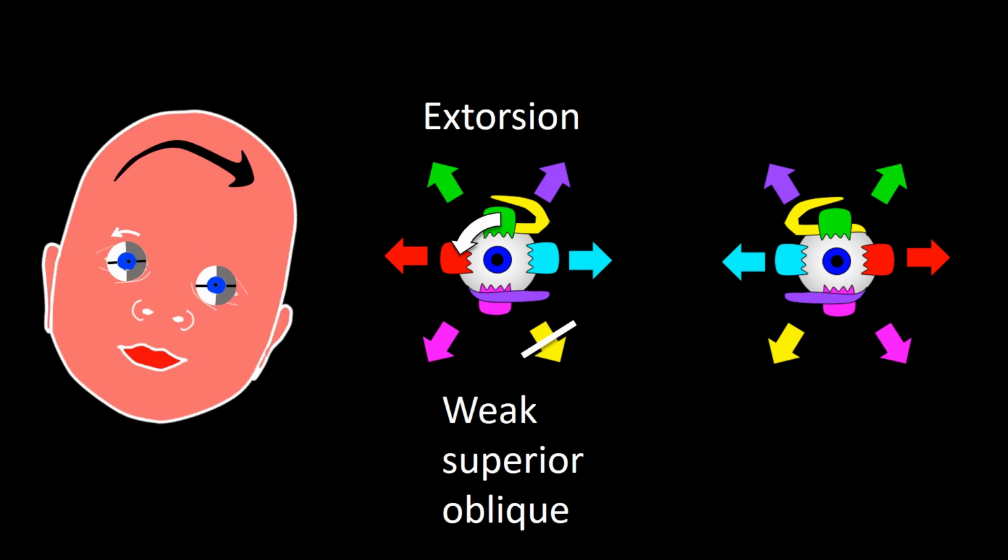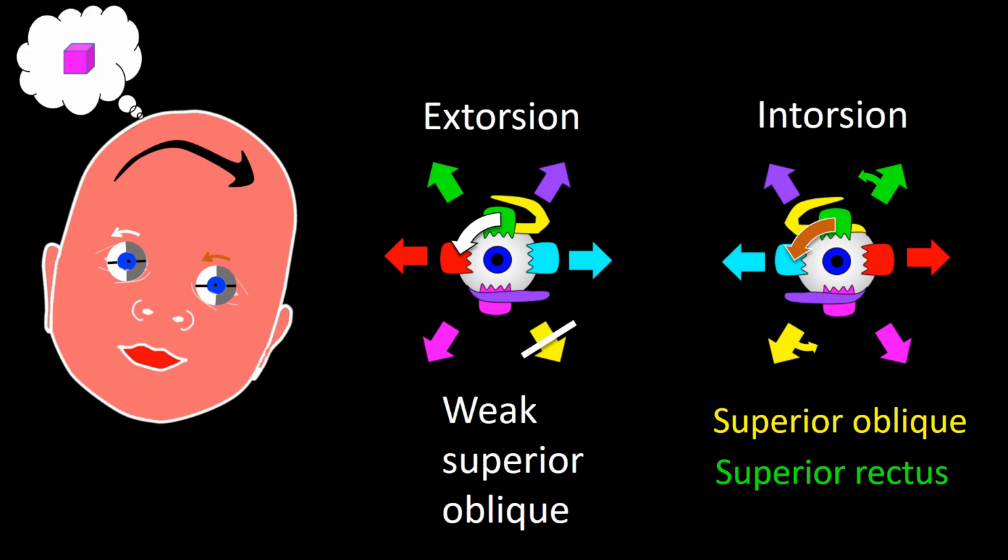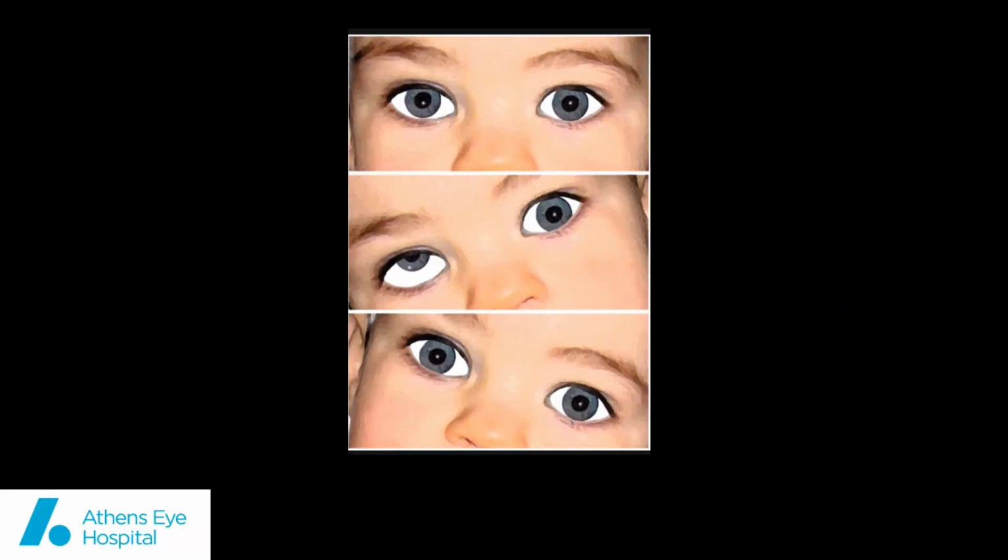When the head is turned to the left, the right eye is already in the position required to produce single vision. And then when the left eye superior oblique contracts, as well as the superior rectus, the left eye will intort normally, bringing the equator of both eyes in parallel, leading to single vision.